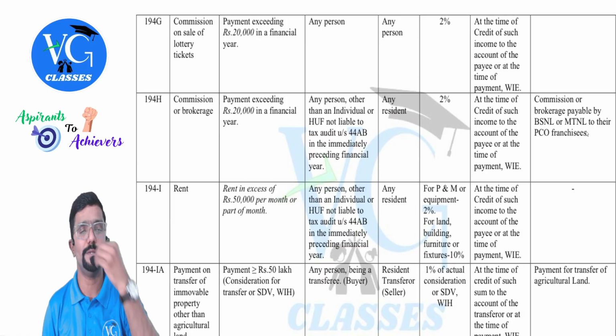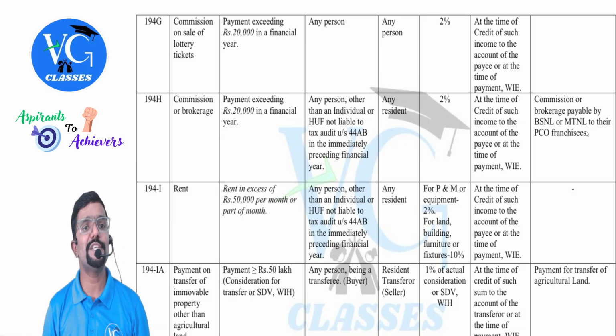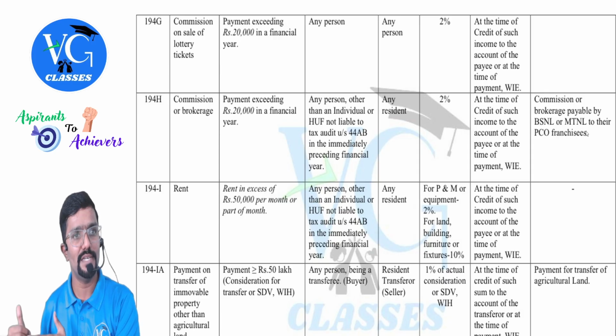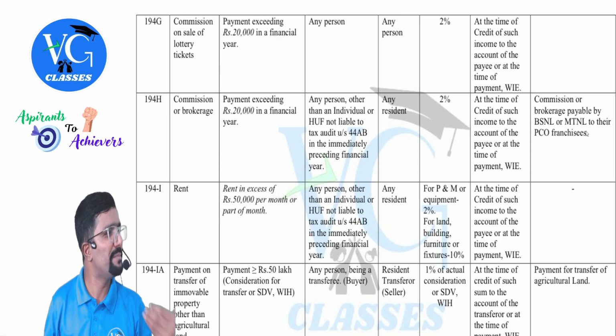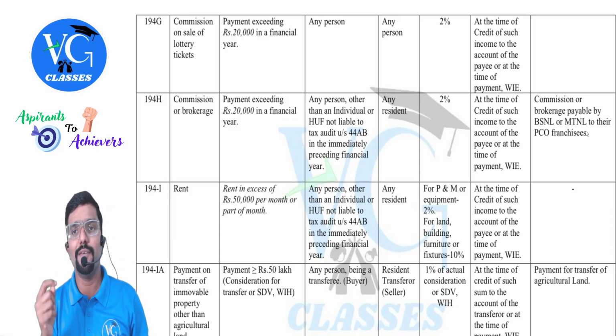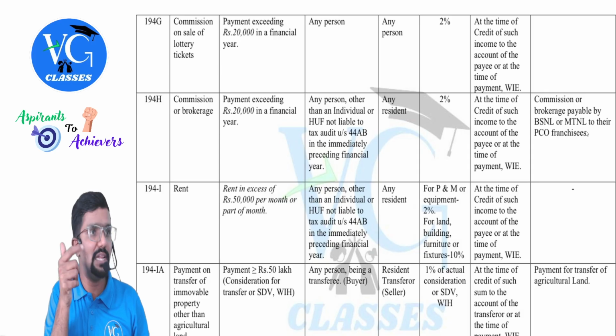Whichever is earlier. Okay. Next, 194DA, I will cover it a little later because I want to cover all the commission together. Come to G. G is commission on sale of lottery tickets. Guys, who will earn the commission on the sale of lottery tickets? The agent who is selling the tickets. See, the person who is organizing is different. The person who will sell the ticket might be different. Normally, the tickets are sold by the agent and they will get commission for every ticket they sell.